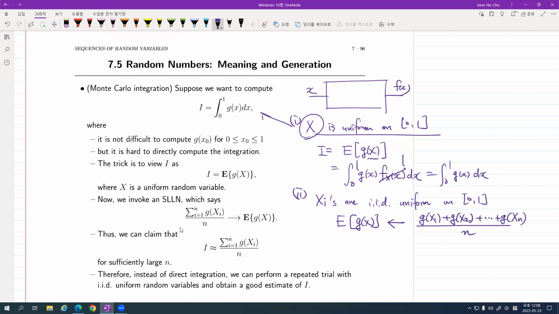What does that mean? In order to find this value I, you can just take a sufficiently large n and compute the arithmetic mean. This type of idea is usually called Monte Carlo integration. You compute the integral, but you introduce some random number generators and rely on the law of large numbers to approximate the value. Okay? And you may say that, oh, I may not need this Monte Carlo integration.